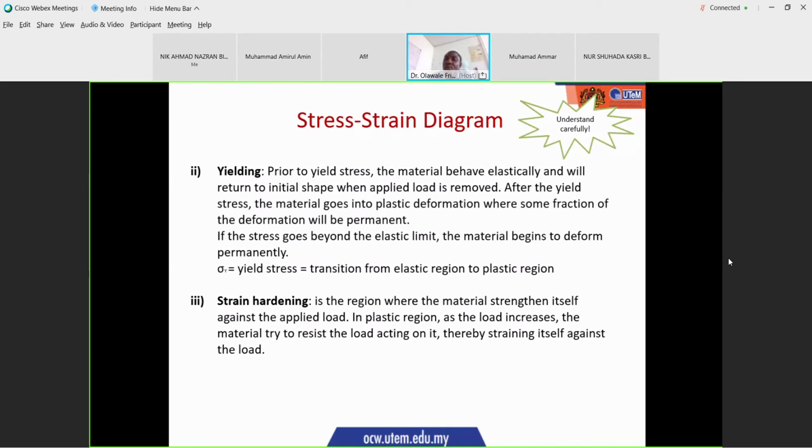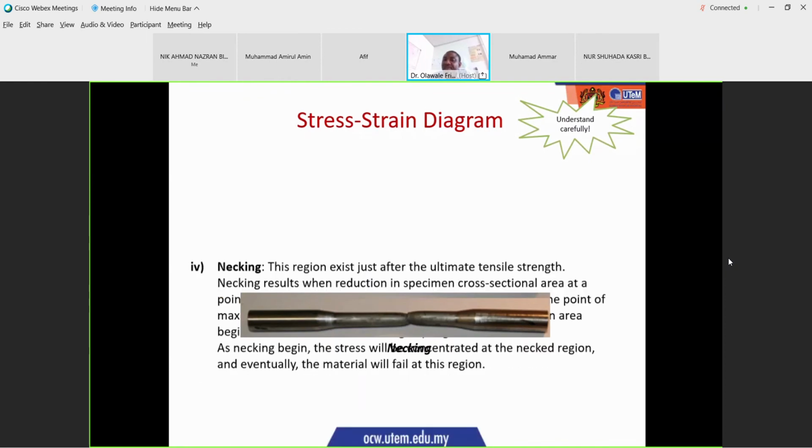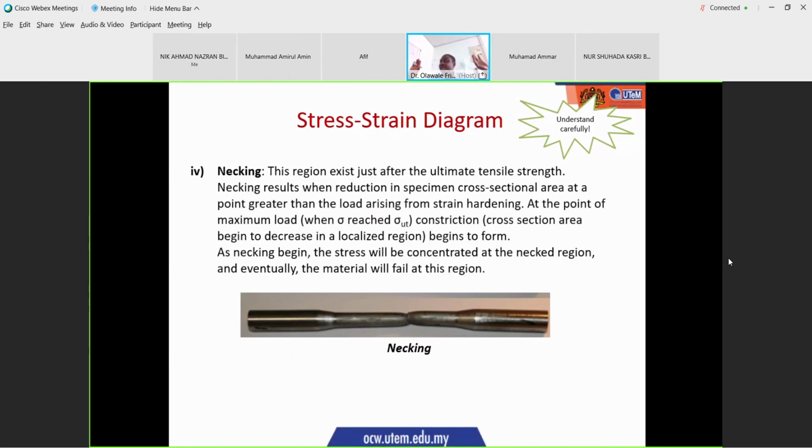Then when your material gets to UTS, at UTS, your material cannot take any other load. It has gotten to maximum, so it surrenders. So at UTS, your material surrenders. So when you now begin to apply more load on the material, then the material will fail eventually, because at that point, it just gave up.